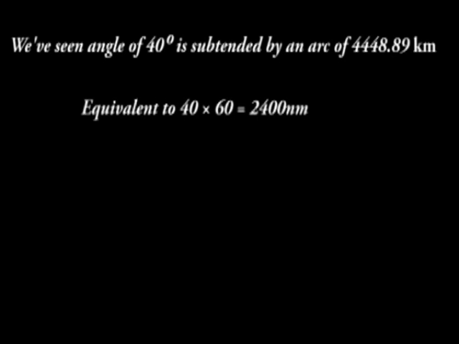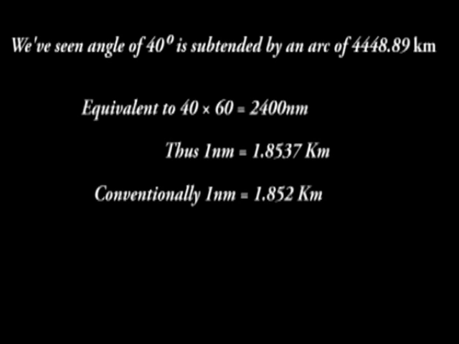Thus, 1 nautical mile is equal to 1.8537 kilometers. Conventionally, 1 nautical mile is equal to 1.852 kilometers.